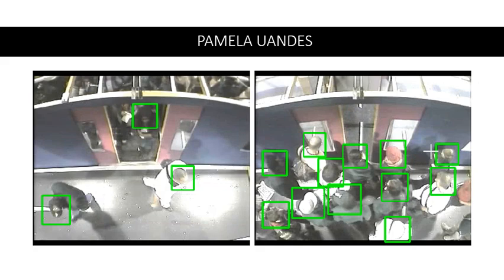Now, let's get to know the PAMELA-UANDES database. It was built with the simulation of an underground subway station in the city of London in 2008. It contains 15 videos in which the heads of the people have been manually annotated for each frame. The videos are divided into 8 boardings and 7 alightings, considering a door opening to a width of 80 centimeters.